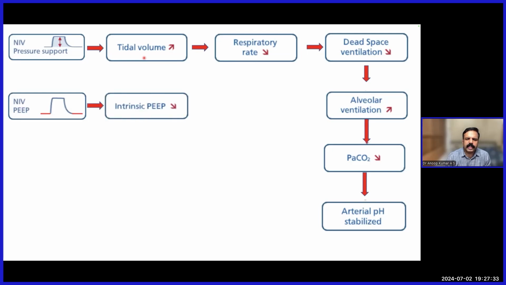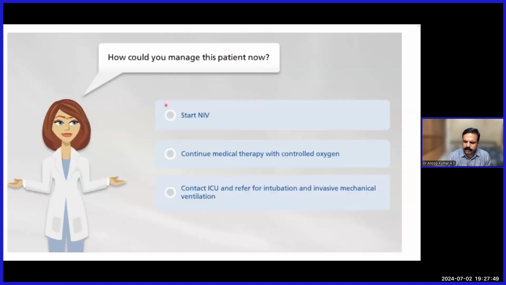The EPAP that we are giving will reduce the intrinsic PEEP. So the triggering will be easier and the work of breathing will be improved. And other than reducing the intrinsic PEEP, as I've already told, it will also help push out the exhaled carbon dioxide. So that is how NIV works in a COPD patient. So how could you manage this patient? Here you will have to start the NIV, and the medical therapy with controlled oxygen will have to be considered. And whether you have to contact ICU and refer for intubation and invasive ventilation, not now.